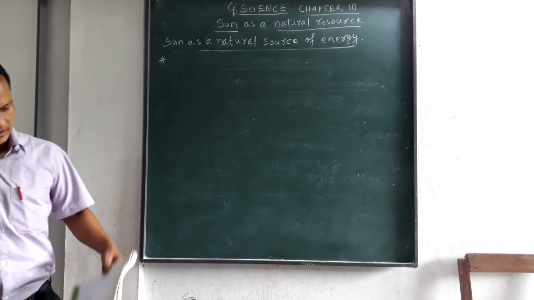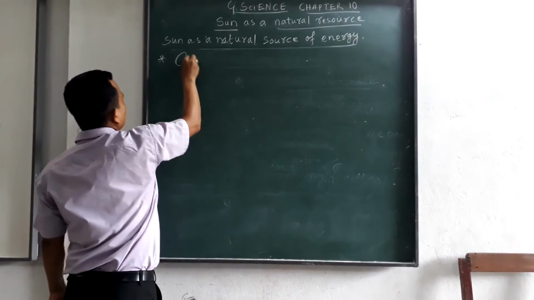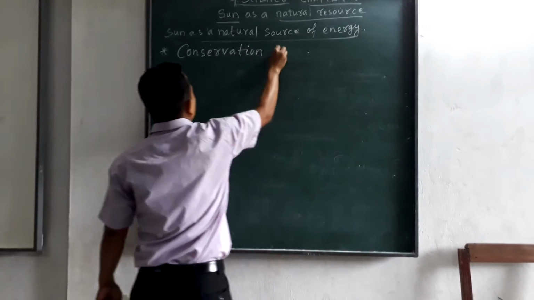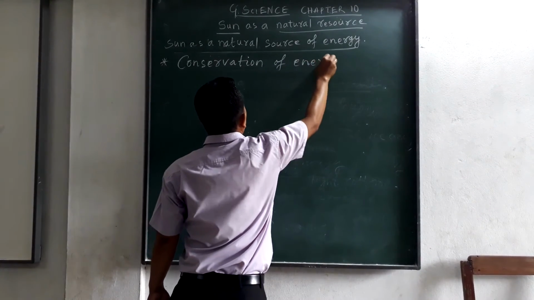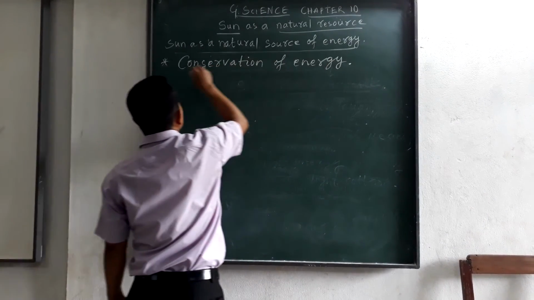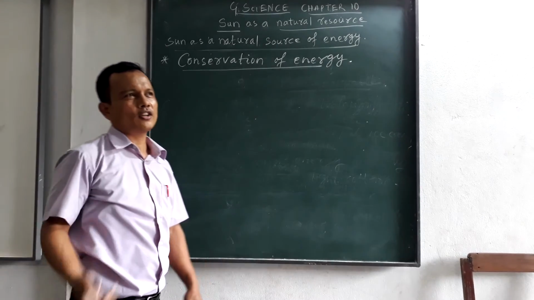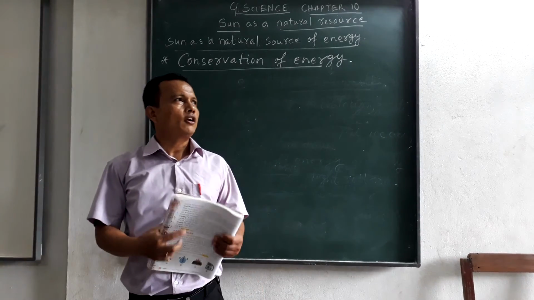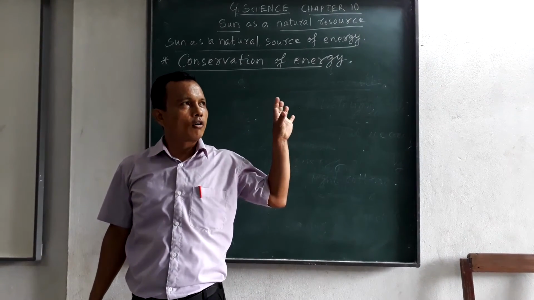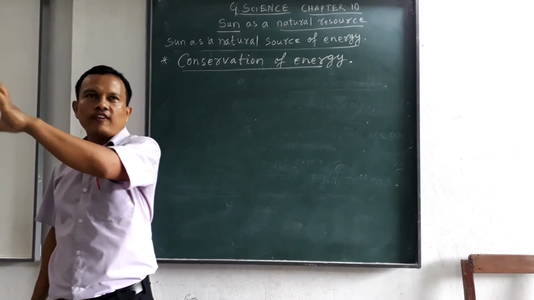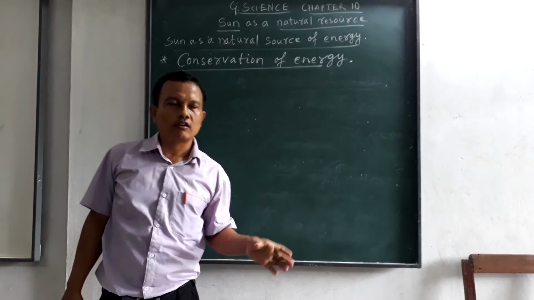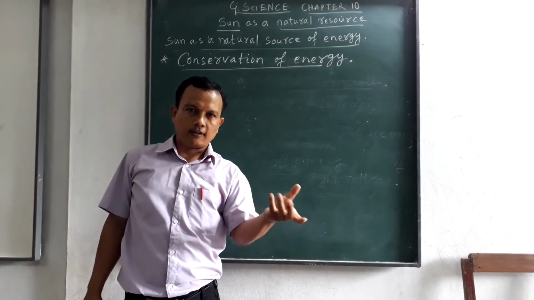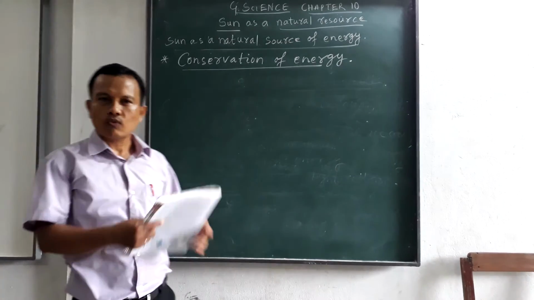Conservation of resources, or conservation of energy. It is very simple. There are many things that you can do. Number one, when you don't use a light or fan or refrigerator, you should switch it off and exit if you want to go out from your house. That is one point you can use.